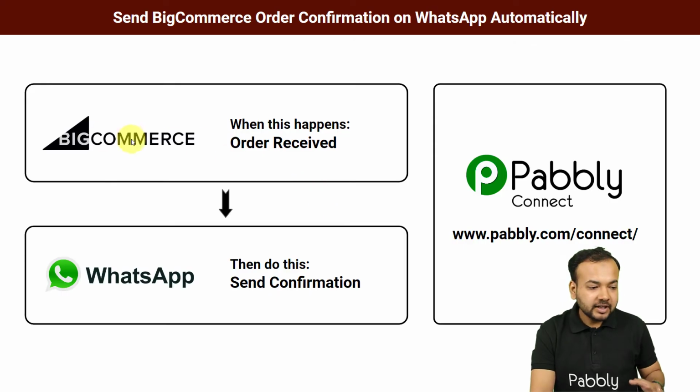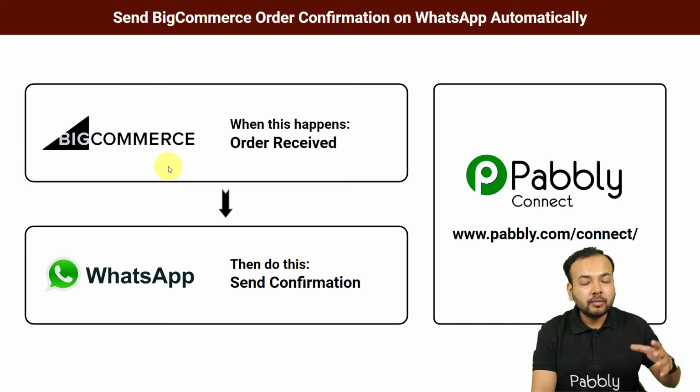So guys, this will be the flow of this automation. Here we are using BigCommerce as an example to create an e-commerce store. And in place of BigCommerce, you can use WooCommerce or Shopify as well. And here, as and when an order is going to be received by you in your store, a WhatsApp message of confirmation is going to be delivered automatically to that customer.